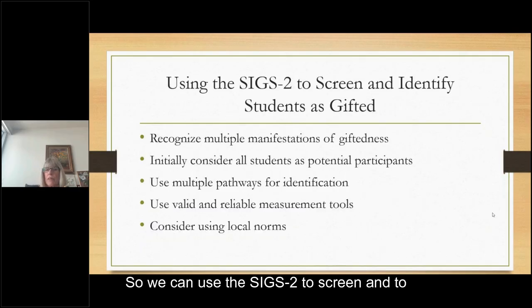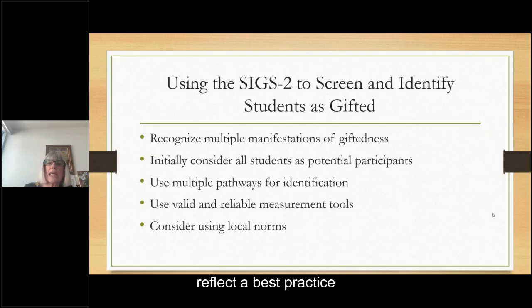So we can use the SIGS 2 to screen and to identify students as gifted. You see 5 bullet points on this slide, and each of these bullet points reflects a best practice when you want to identify students as gifted.